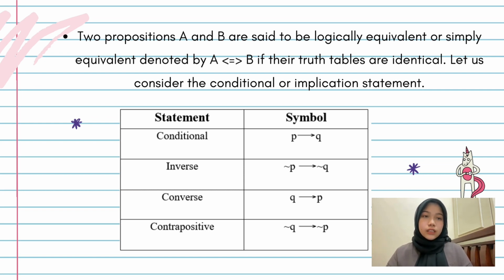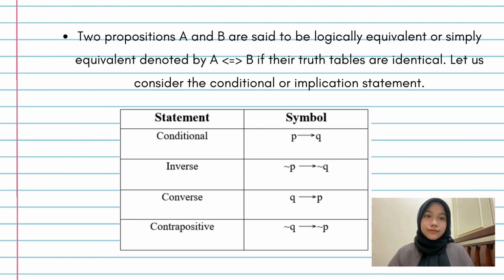Let us consider the conditional or implication statement. For the conditional statement, we use the symbol P implies Q. For the inverse statement, we use not P implies not Q. Next, for the converse statement, we use the symbol Q implies P. And the last one is the contrapositive statement, where we use not Q implies not P.